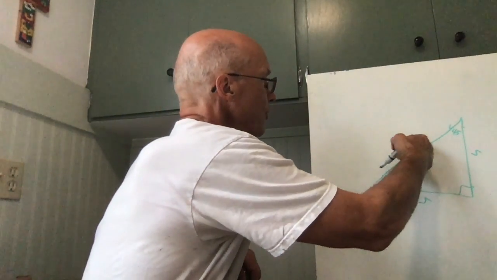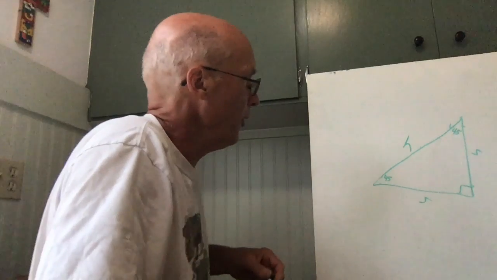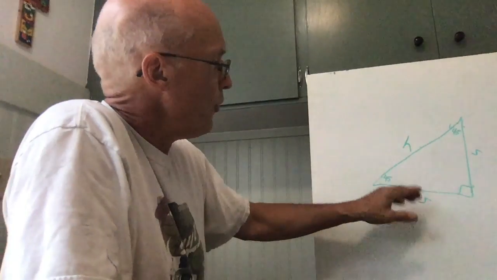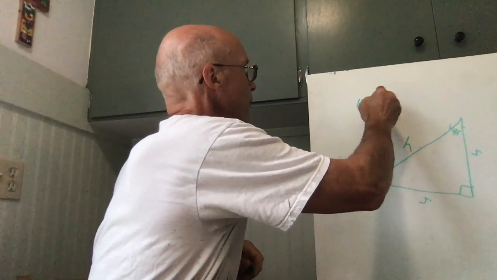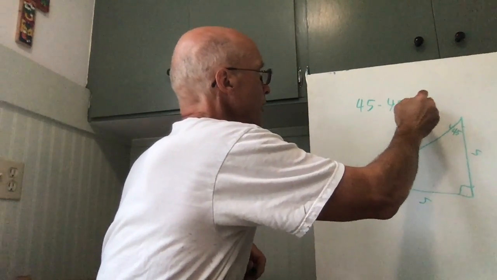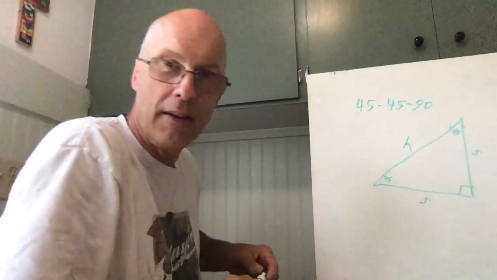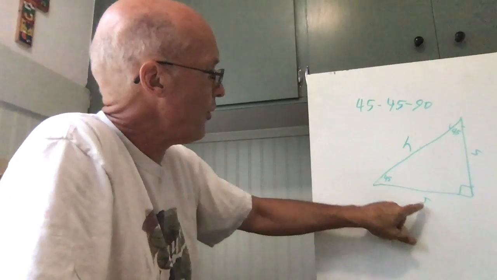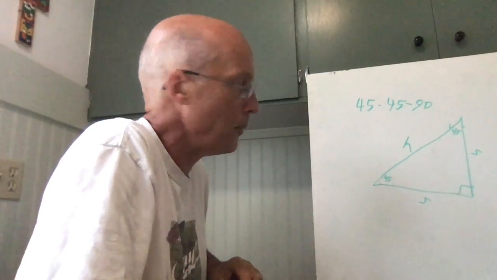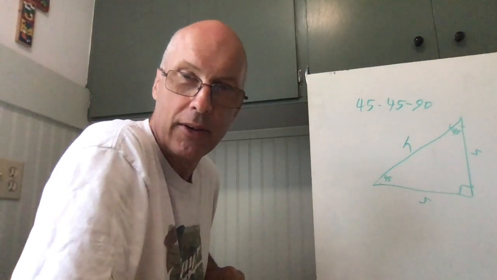So let's talk about this hypotenuse here. First of all, you can see that anytime there's a 45, 45, 90, that had to come from a square, so you know that the sides are always going to be the same. The legs of the triangle are going to be the same.